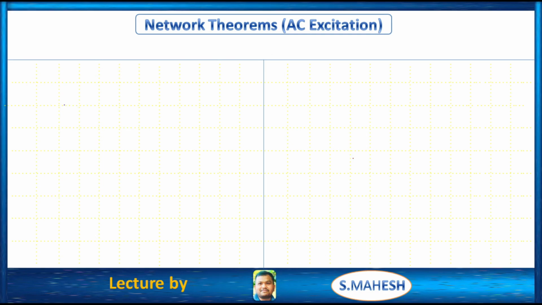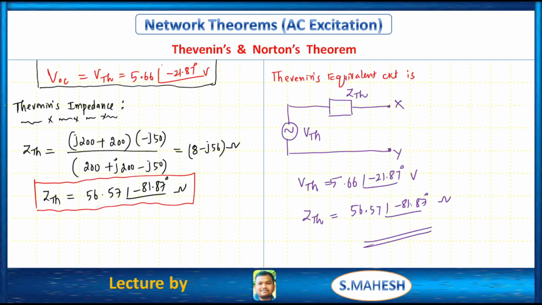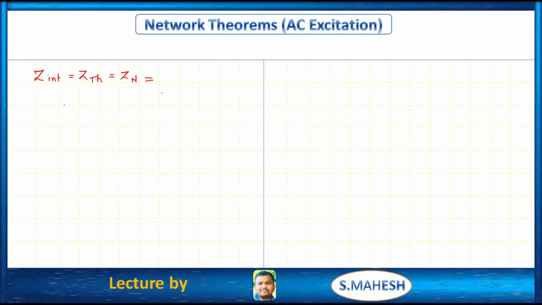Next, we have to calculate Z internal, which is equal to ZTH, which is equal to Norton's impedance. As we calculated, the value of Z internal is 56.57 at an angle minus 81.87 degrees ohms, right? We have ISC and ZTH. Therefore, Norton's equivalent circuit is what?